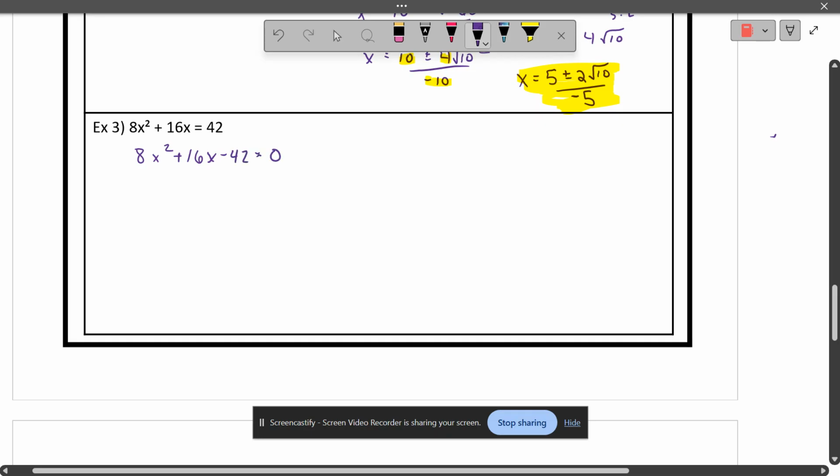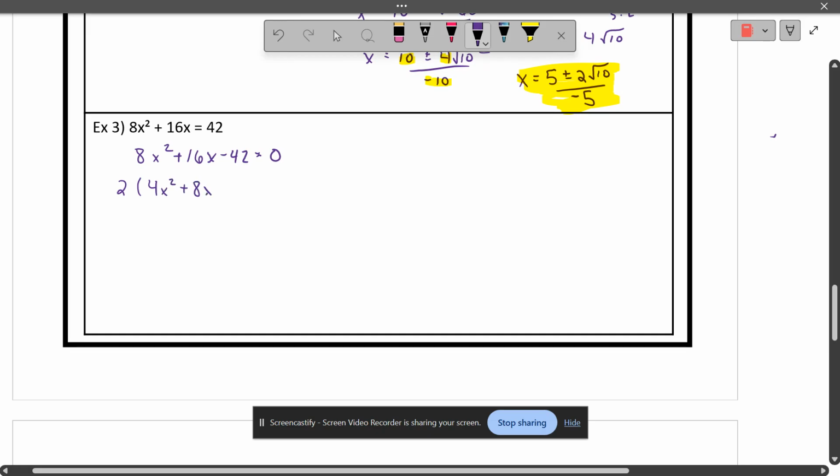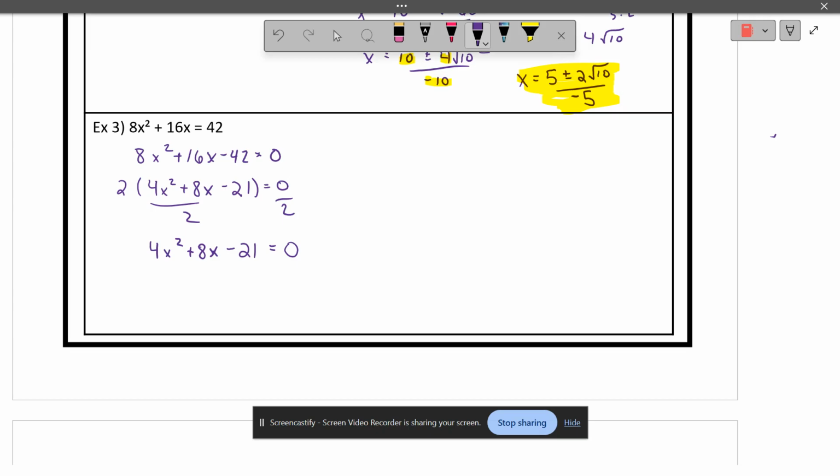Now, fun fact, I can actually take out, is it 2 from this? Right? So this would give me 4x squared plus 8x minus 21 equals 0. And then if I divide everything by 2, 0 divided by 2, that goes away. So now I'm looking at my a value of 4, my b value of 8, and my c value of negative 21. If you don't take out the 2 to start, that's fine. Just note at the very end, you're going to have to simplify, kind of like we did in example number 2.